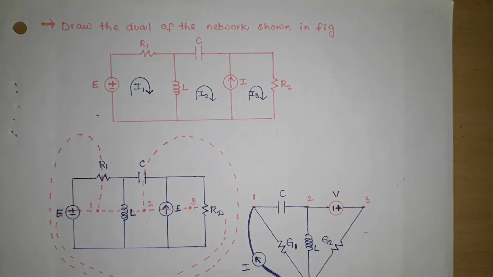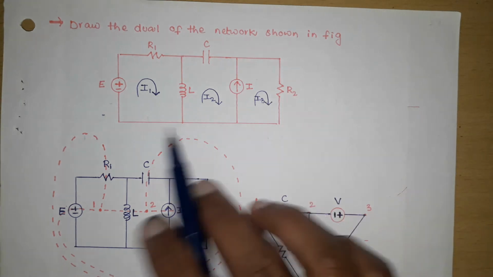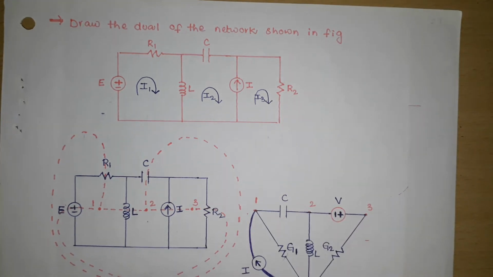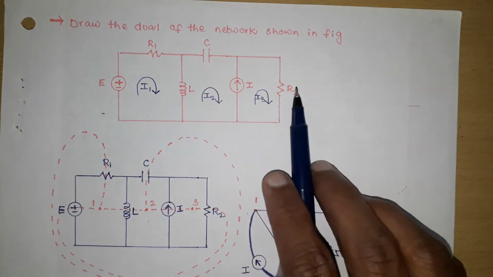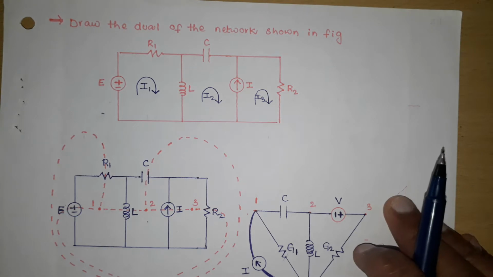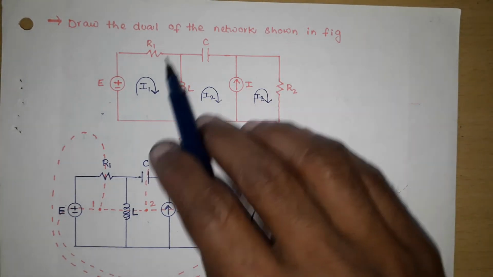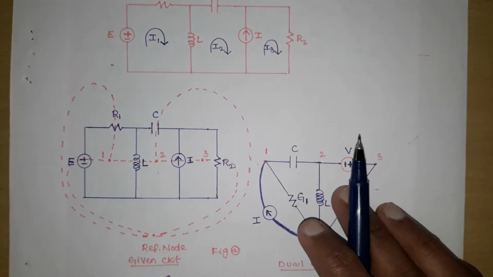So here, draw the dual of the network shown in the figure. This figure is given where there is one voltage source, one current source, and R1, R2, L, and C, and we are asked to find a dual network for this circuit. So here we have to follow the procedure.